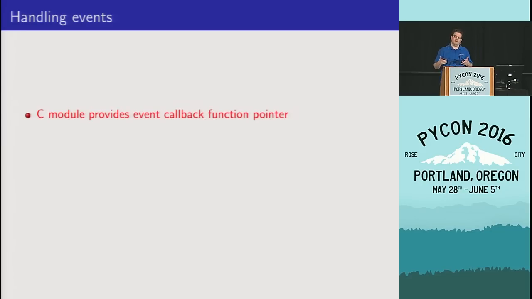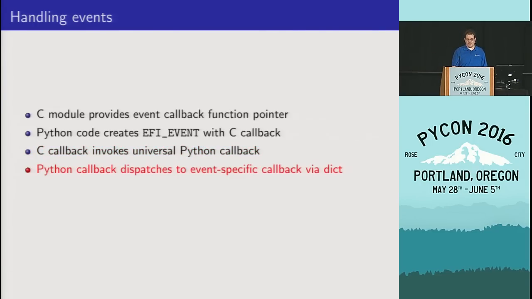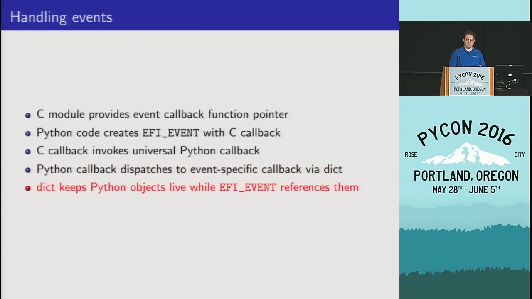So if we want to handle EFI events then, we provide a function pointer from C exported from our EFI module that gives you this callback function. The only thing this function does is call a registered global Python callback to do all the real work. And that callback goes and looks up the event in a dictionary, dispatches to a function, and then that dictionary also keeps all these objects alive while the event is referencing them, so you don't call off into the middle of something that has no purpose other than being called back.